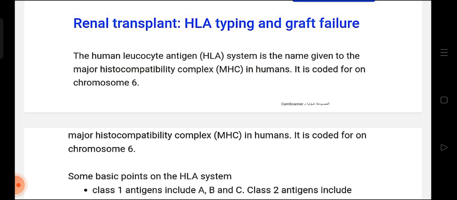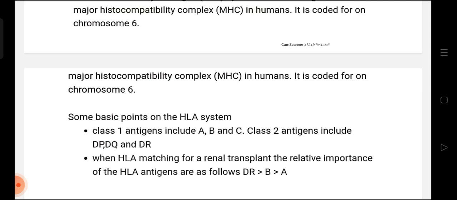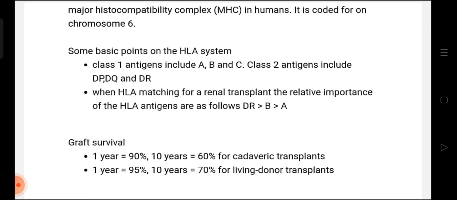I will talk about renal transplant, HLA typing, and graft failure. The human leukocyte antigen HLA system is the name given to the major histocompatibility complex in humans. It is coded for on chromosome number 6. Some basic points about the HLA system: class 1 antigens include A, B, and C. Class 2 antigens include DP, DQ, and DR.